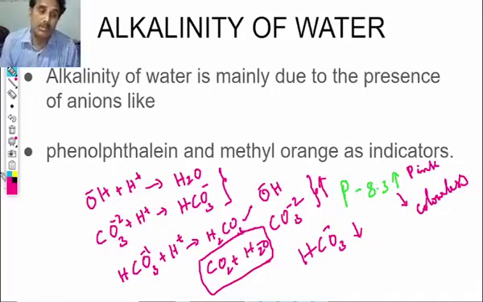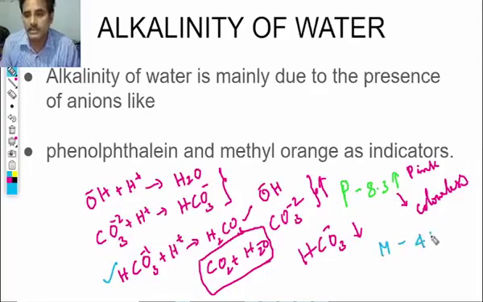Whenever you come to this reaction, which we cannot complete with the phenolphthalein indicator, then the methyl orange indicator is used. For the methyl orange indicator, whenever the pH is above 4, it will exhibit yellow color.